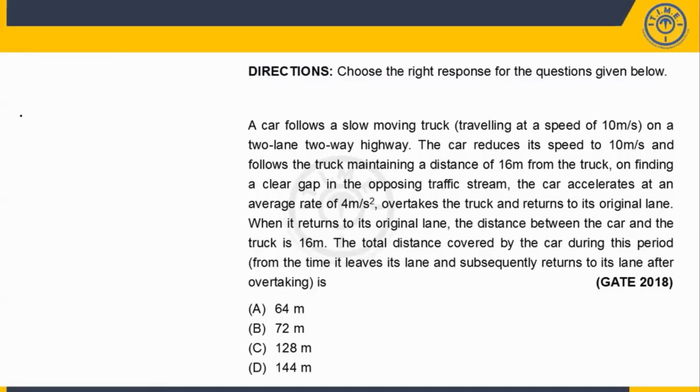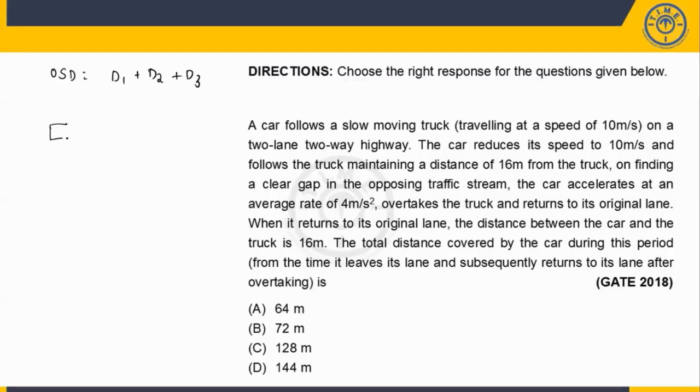How to do this? We need to calculate D2. OSD is the sum of D1 plus D2 plus D3. In this, we don't need to calculate D1 because it is already mentioned that the car has already reduced its speed to that of the slow moving vehicle, the truck speed. So no need of calculating D1. Am I right?